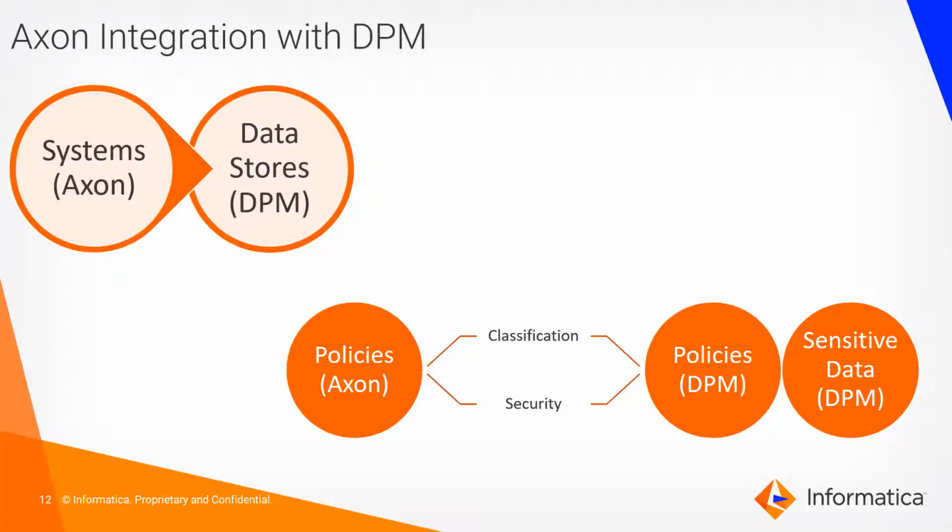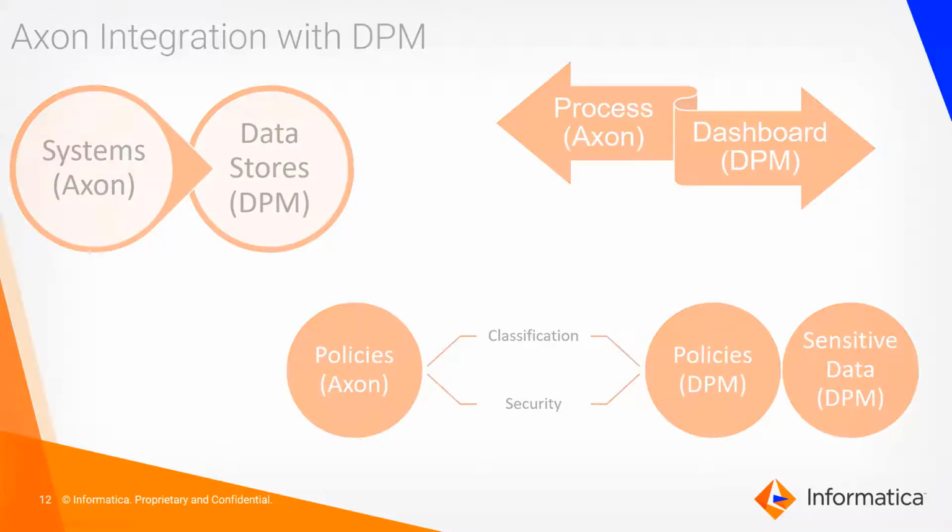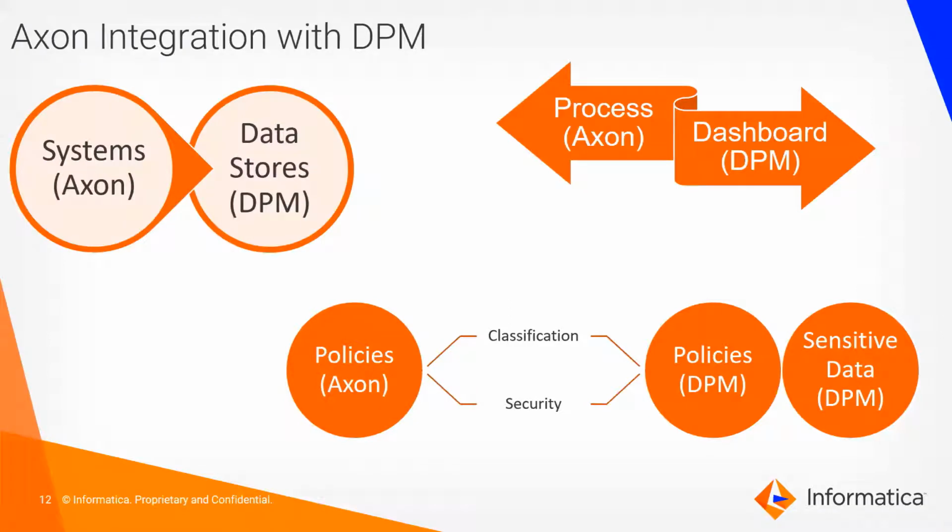So this is the second integration, and third one is about process. So any processes that are defined in Axon, they can be listed on the DPM side on its dashboard, and you can make the relationships. And in that way, even a persona who is on the data privacy management tool can view what are the sensitive data that gets linked or synced due to the processes that are defined on the governance tool, that is Axon. Any questions?